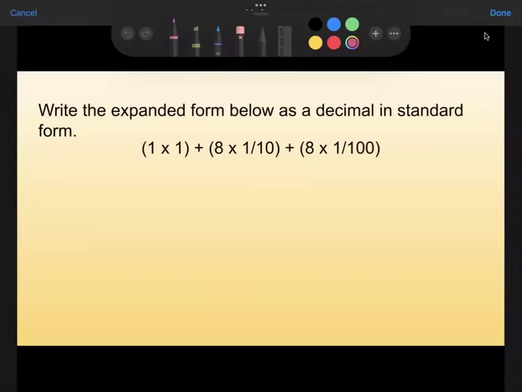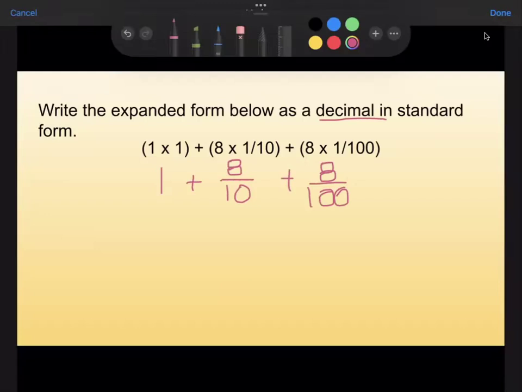Okay, now we're going to take a look at a couple of these when they use fractions to represent the decimal place values. So again, we're going to start by multiplying and figuring out what each thing in the parentheses is equal to. So 1 times 1 is 1. 8 times 1/10 would be 8 tenths. And 8 times 1/100th would be 8 hundredths. Now when we do it this way, we have a middle step. We have to convert both of those fractions to decimals because they want it as a decimal in standard form.